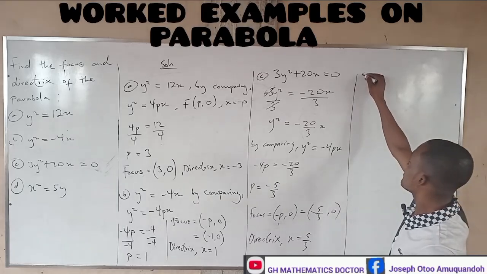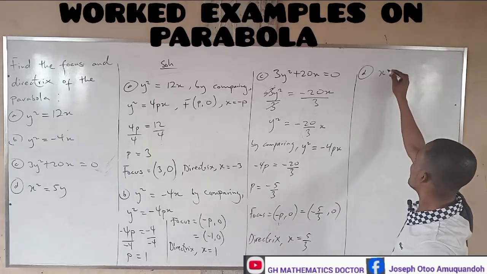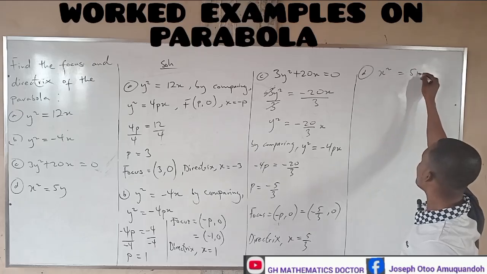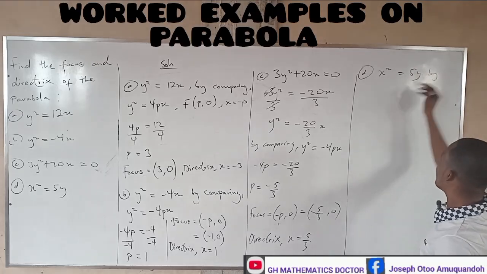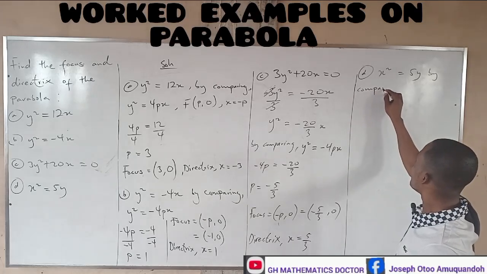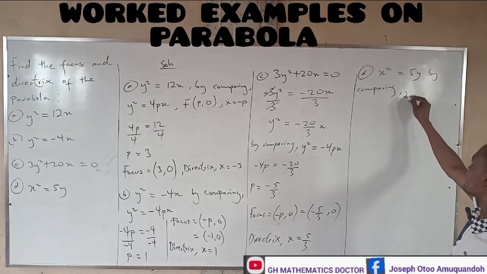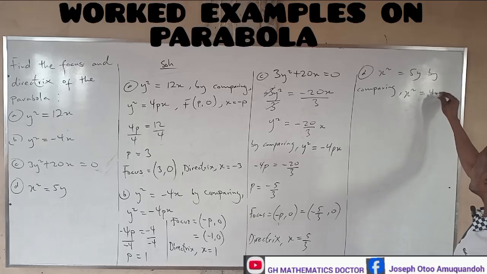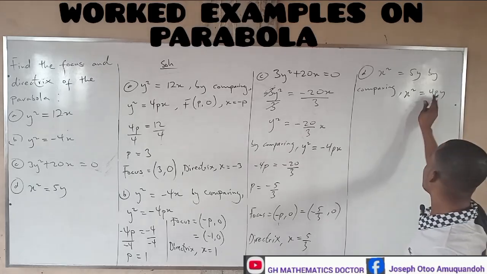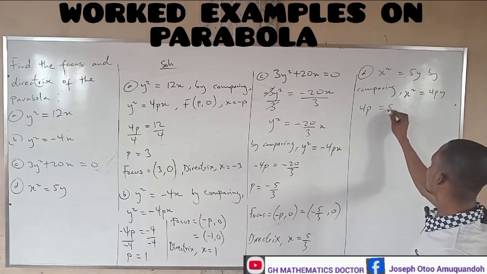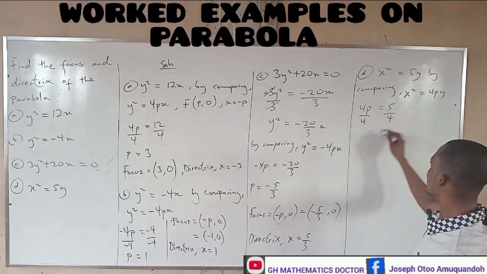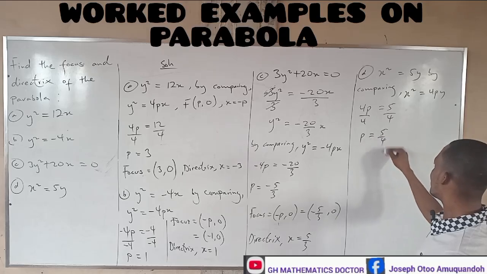The last question, that is x squared equal to 5y. So by comparing, with this one, it is open to the positive side of y. So we have x squared equal to 4py. And 4p will be equal to 5. Divide both sides by 4. p is equal to 5 over 4.